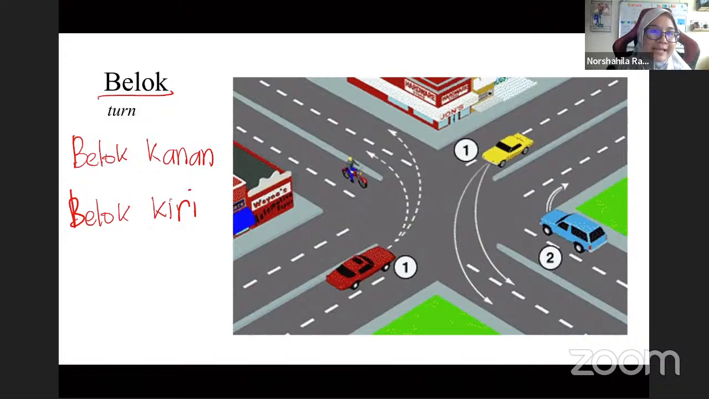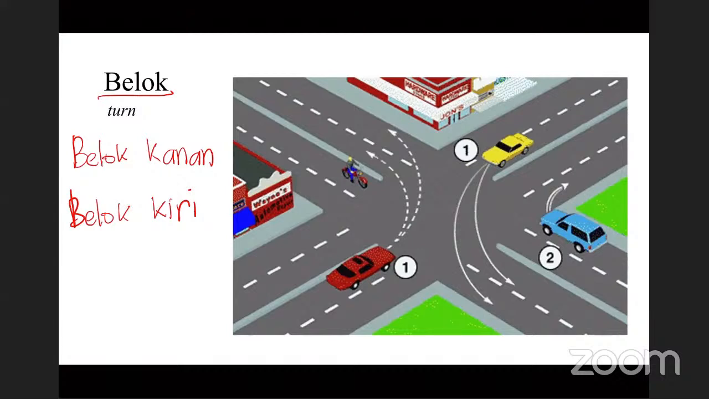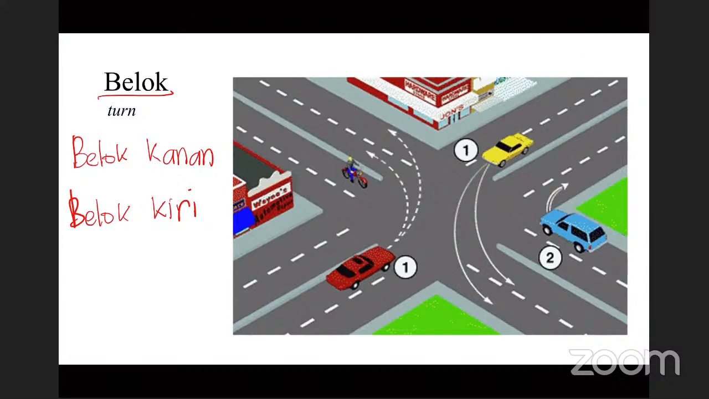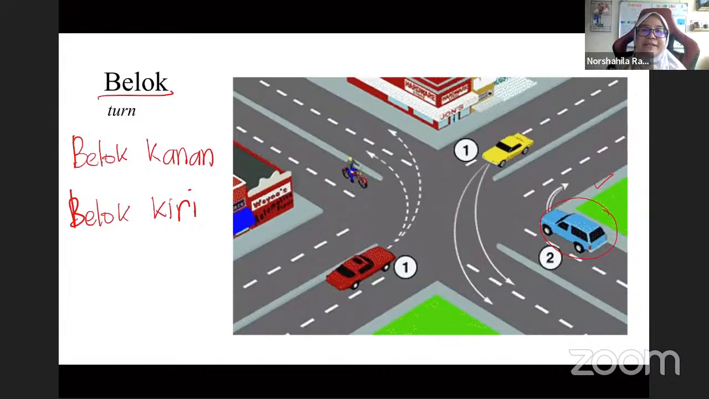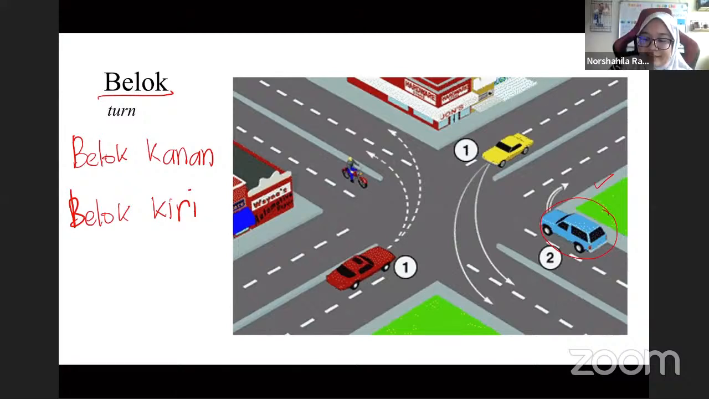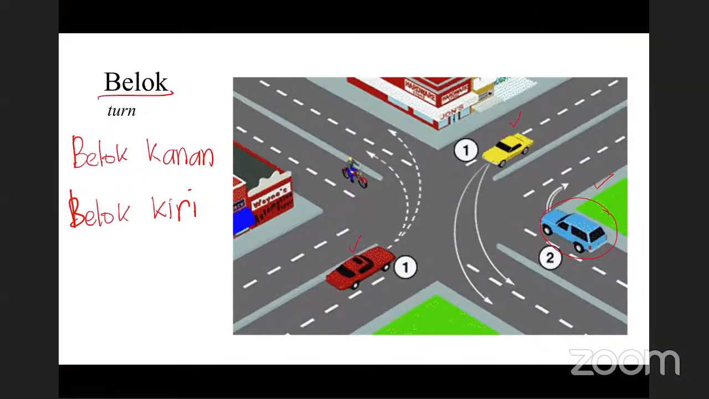Okay, what is belok kanan? We just learned what is belok kanan. Turn right. So blue car, yellow car, red car. Which one is belok kanan? Blue car. Blue car is belok kanan. Correct. Okay, belok kiri means? Turn left. So the yellow car and also the red car actually belok kiri.